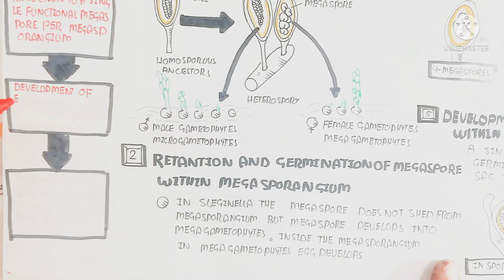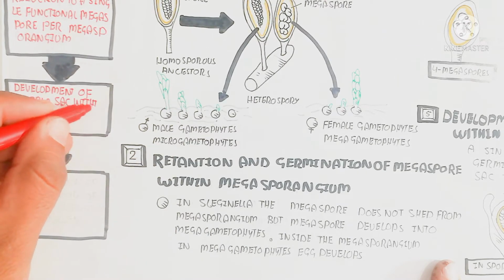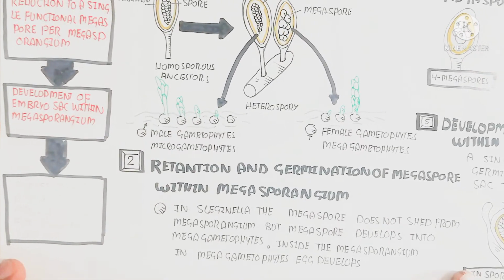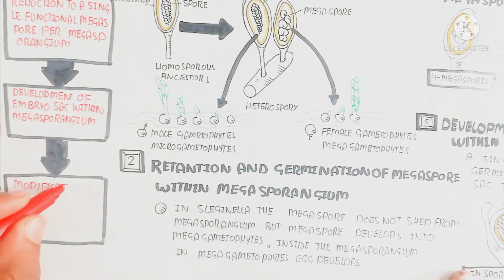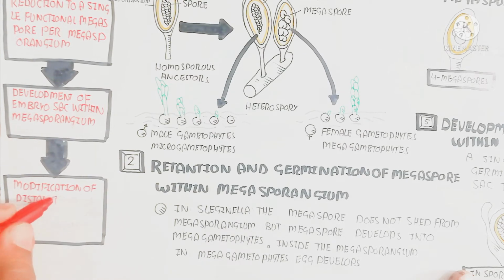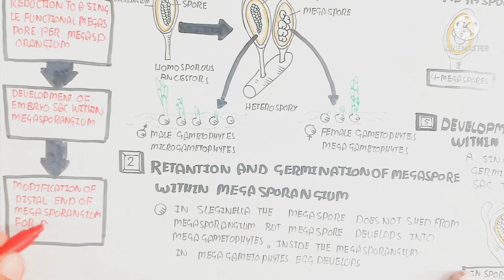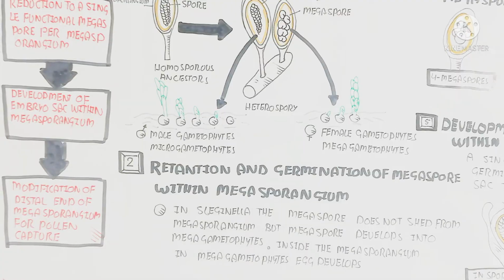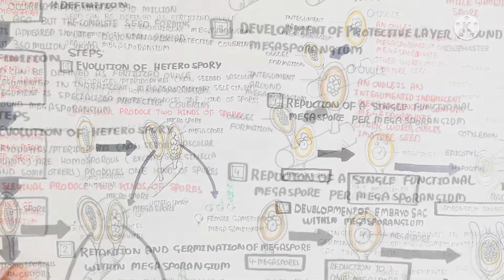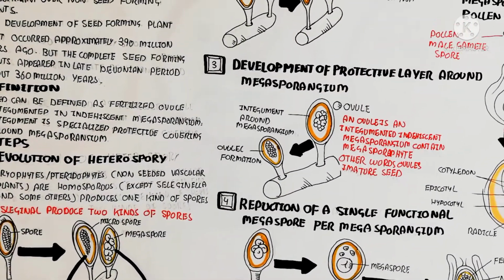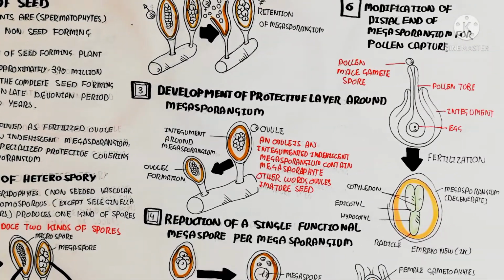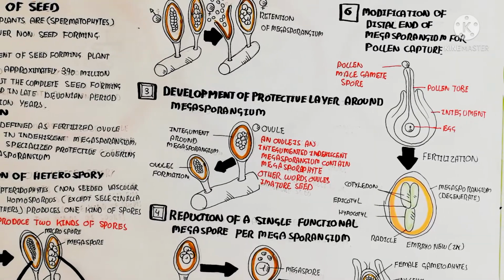After the embryo sac formation comes modification of the distal end. Distal means the upper part of the female reproductive system containing the ovary. So the modification of the distal end of the megasporangium is for pollen capture. This is the evolution of seed, and there are different processes during the evolutionary process. In the next video we will understand double fertilization and how seeds are produced. Thanks.